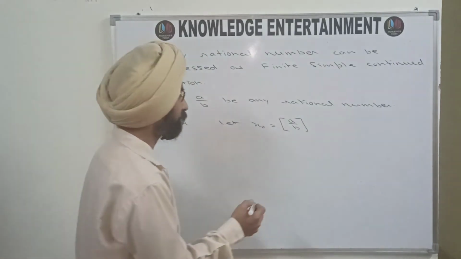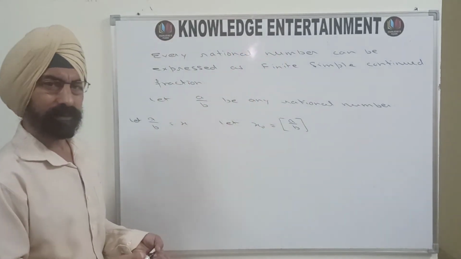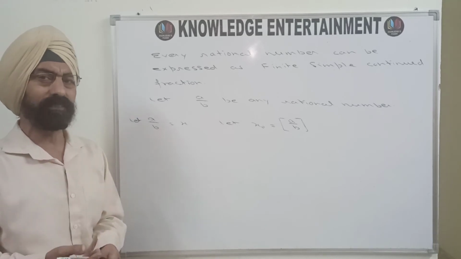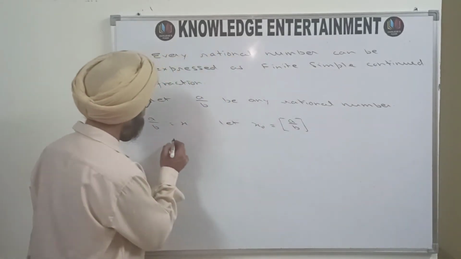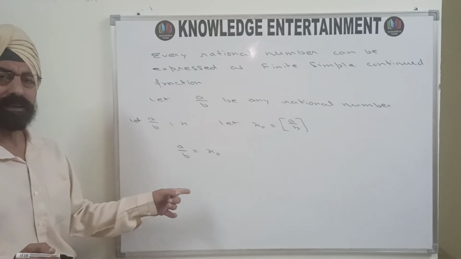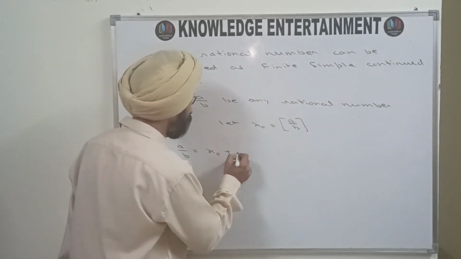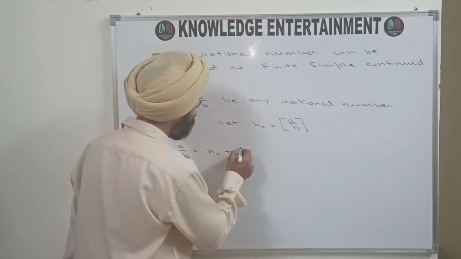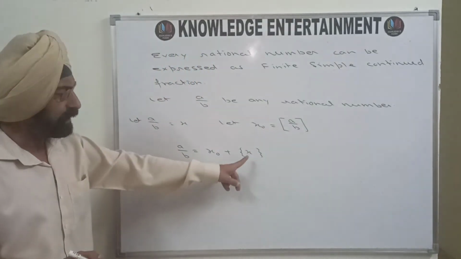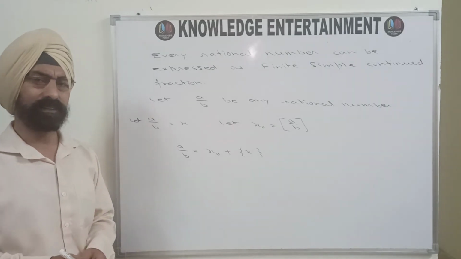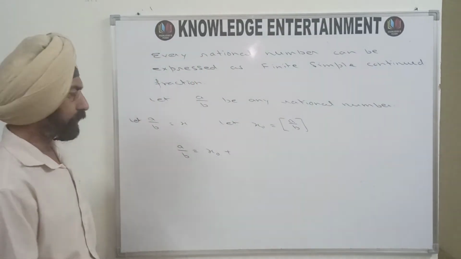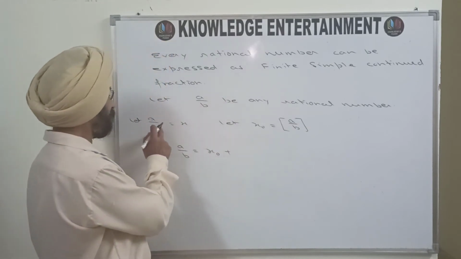integral part of A upon B, and the rest of the number definitely will have some numerator and denominator, because the rest of the number is a fraction. So what you will get? You will get this A upon B is x naught, the integral part, plus the fractional part. Fractional part normally we write in these brackets. So this is a fraction, and if it is a fraction, what kind of a number will it be? What kind of a number will it be? It will be, if you divide your A upon B.